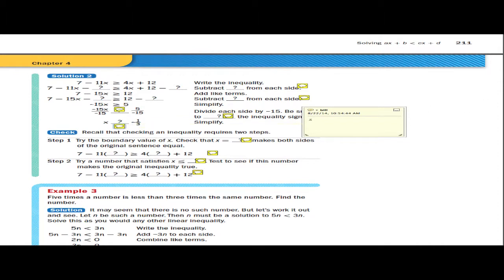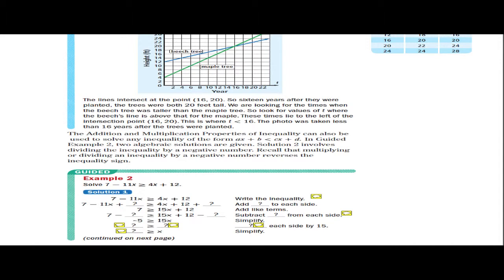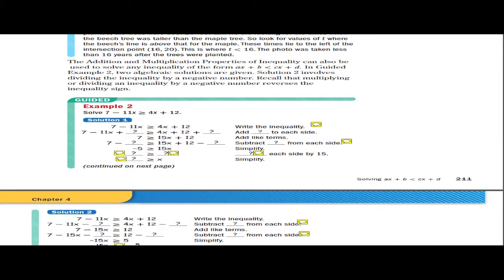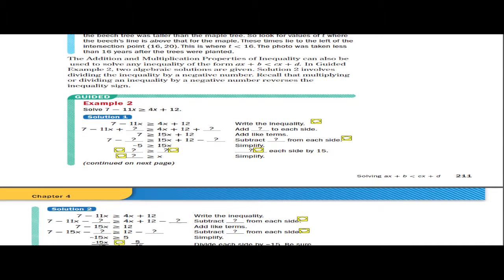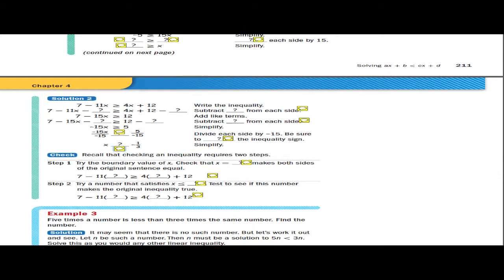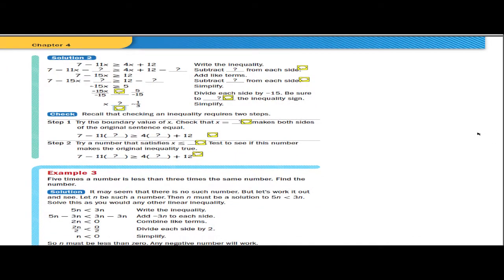And if we look back, this is what we had over here: negative 1/3 was greater than or equal to x, or x was less than or equal to negative 1/3. So we've got the same thing. We check the inequality. Remember, it takes 2 different steps to make that happen. And we get negative 1/3 is our boundary point.